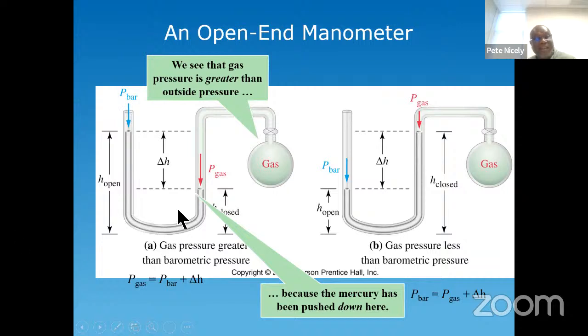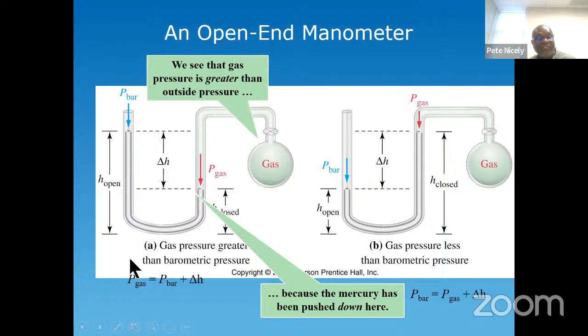You'll notice that the mercury level here is lower compared to the mercury level here. What that tells us is that the pressure exerted by the gas here would be greater than the barometric pressure. And the difference between those two pressures will be equal to delta H, which is the height difference between the two mercury levels on either side. So we can write down a relationship between the pressure of the gas, delta H, and P bar: the pressure of the gas would be equal to P bar plus delta H. That's the relationship between the pressure of the gas, the barometric pressure, and delta H.